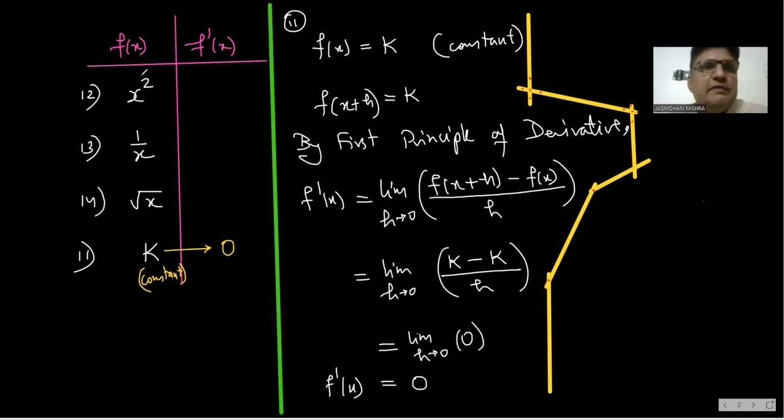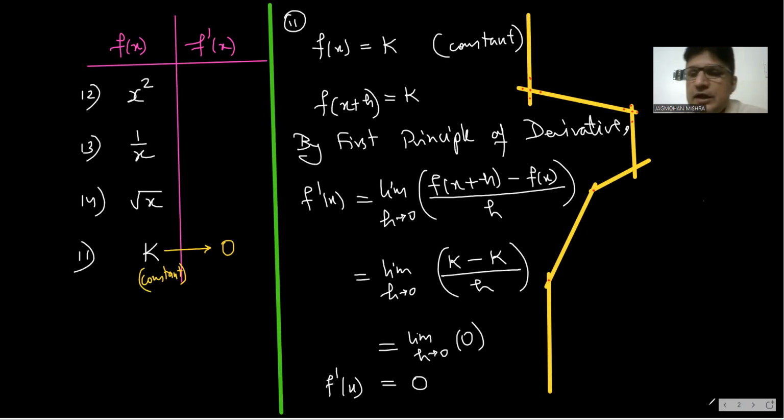So now I will go for x square. How do I differentiate x square? If f of x is x square, I have to find f dash x. But this time I will not use the first principle. Why? Because we have done enough by first principle. Now I will do it directly. What do I mean by directly?